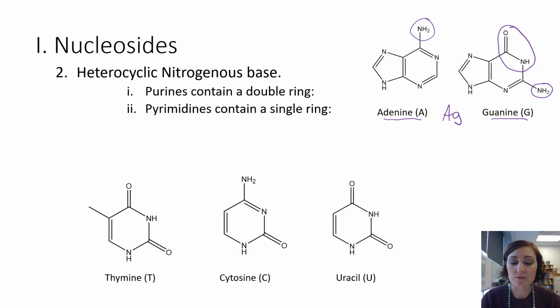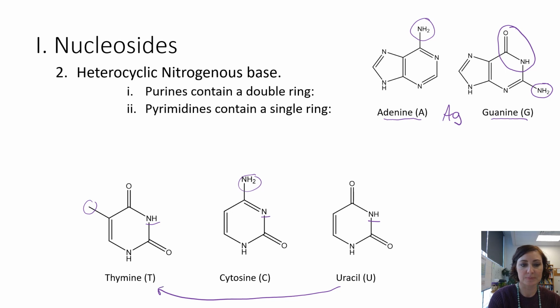Pyrimidines have a single ring. So the difference here, we start with the same basic 6-carbon cyclic structure, and each of these is going to have an amine in that cyclic structure. Thymine has a methyl group, whereas cytosine, instead of having that second carbonyl, it has an amino group as well. Uracil is going to be very similar to thymine, it's just missing that methyl group.